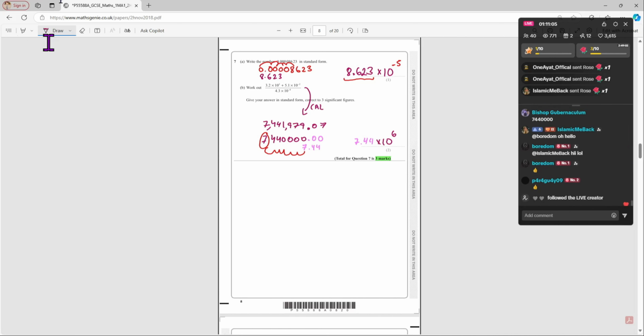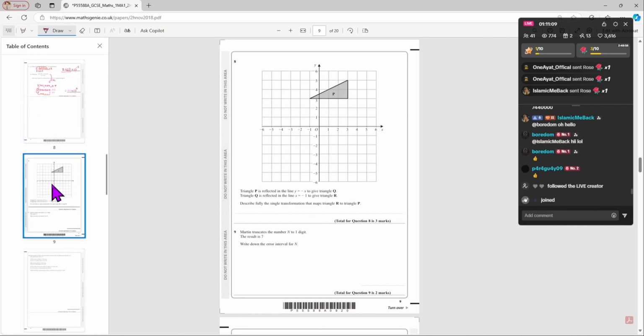So moving on to our next question. We have question number 8. Triangle P is reflected in the line y is equal to negative x to give triangle Q. Triangle Q is reflected in the line x is equal to -1 to give triangle R. Describe fully the single transformation that maps triangle R to triangle P.